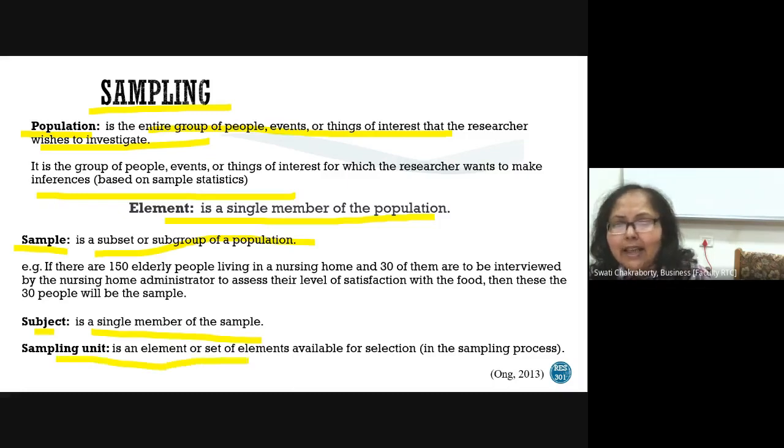Sampling unit is an element or the set of elements available for selection in the sampling process. Say we go to a nursing home where 150 elderly people live, and we want to interview 30 of them to assess their level of satisfaction with the food. 150 is the population size, and every single member of this population is an element. 30 is the sample size, and every single member selected in that sample is called a subject.